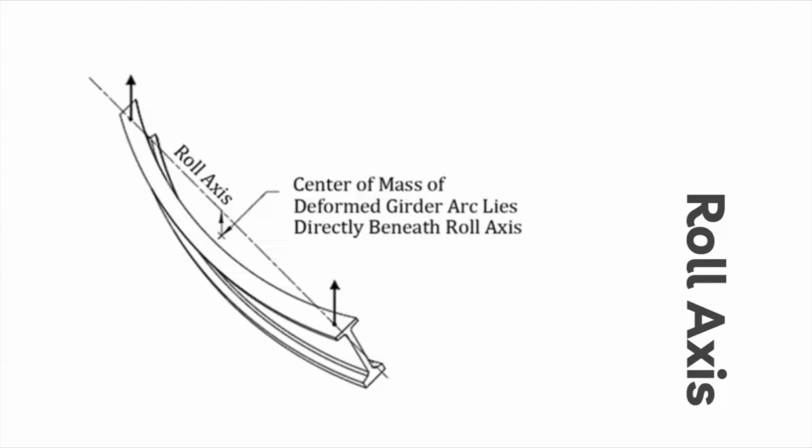All girders have slight imperfections, so the center of mass of the girder may be displaced significantly with respect to the roll axis. This causes the girder to tilt to bring the center of mass under the roll axis. If the supports rotate, this may lead to beam instability. And now we're going to move along.